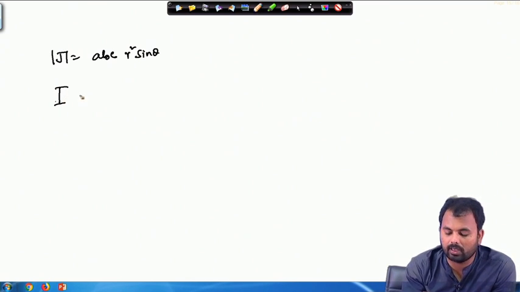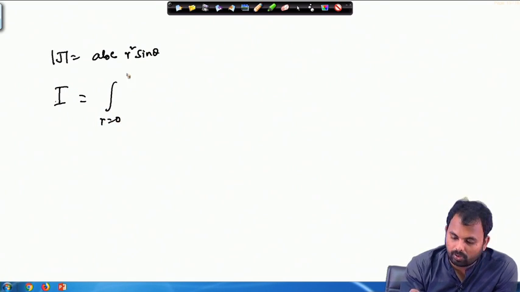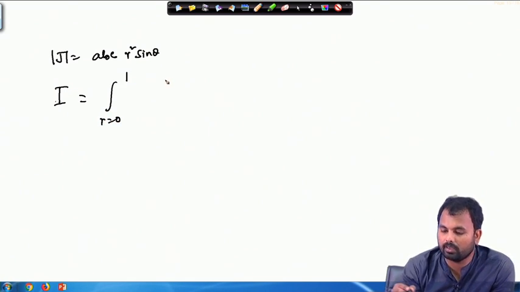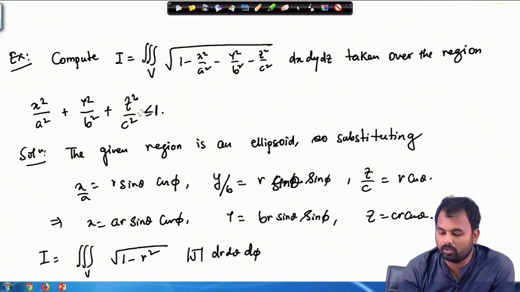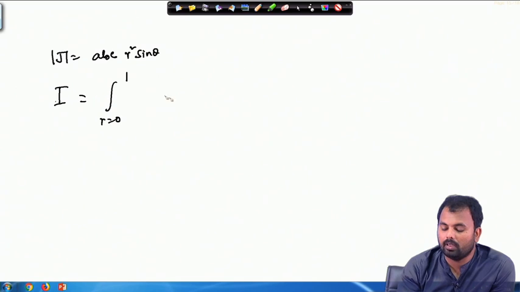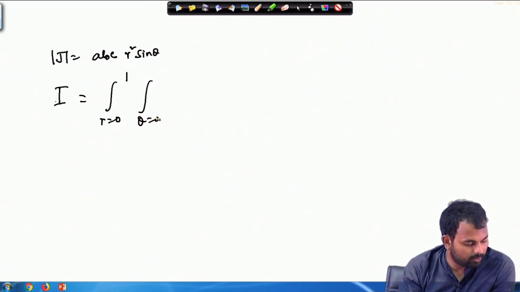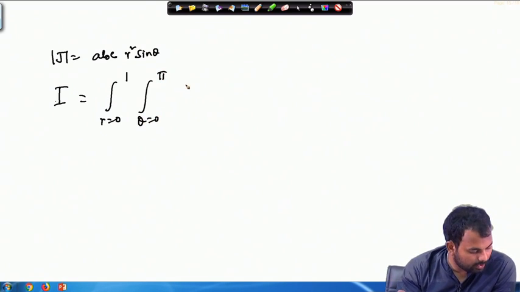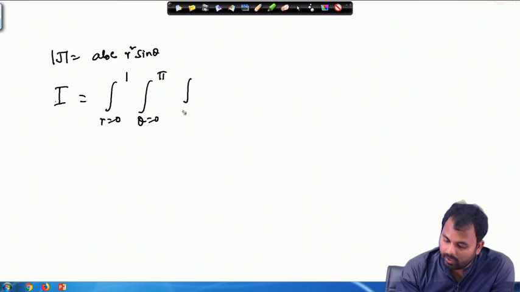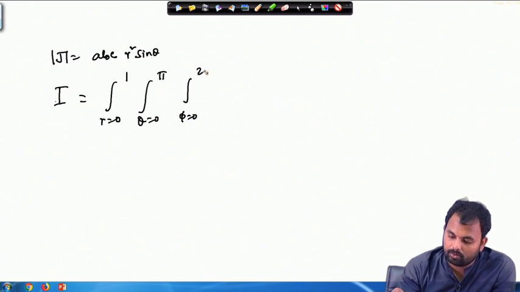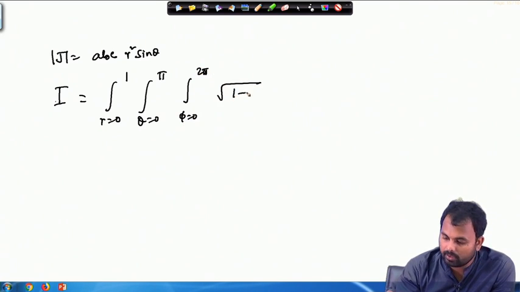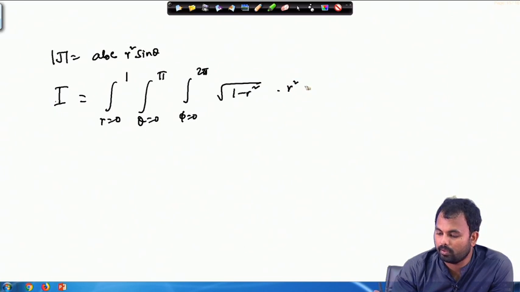I am calling it I, and the integral has r running from 0 to 1, because in that case our sphere is of unit radius, and then theta will be 0 to pi, and phi will be 0 to 2 pi. This will be (1 minus r square) times r square sin theta dr d theta d phi.